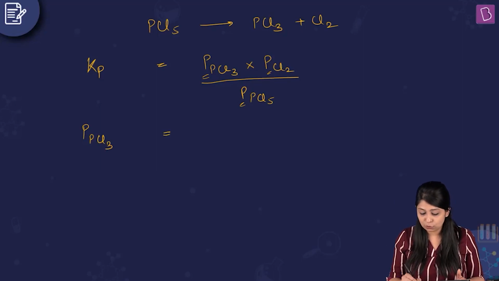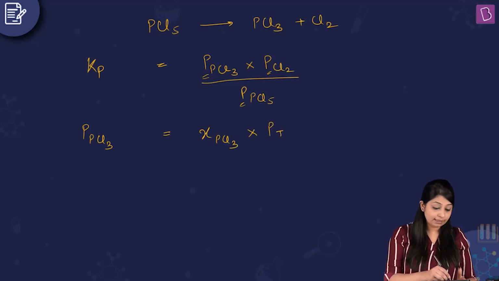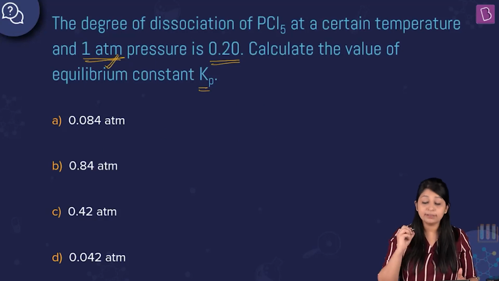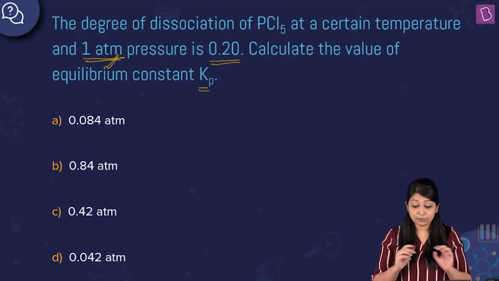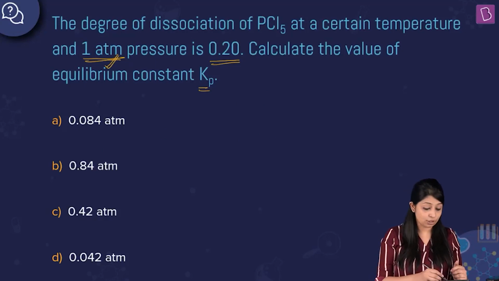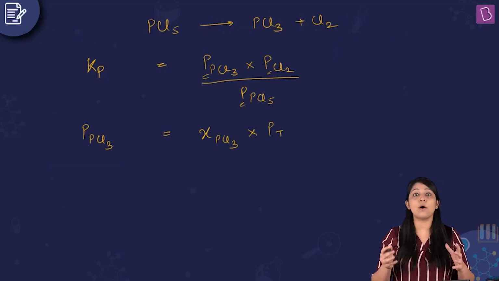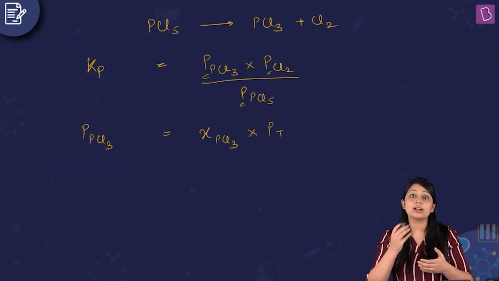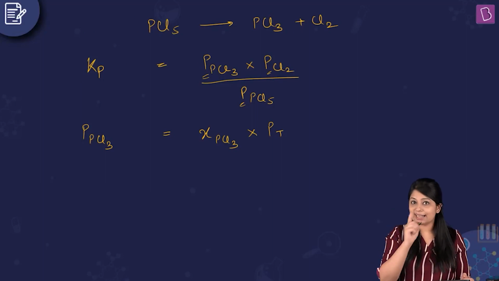And what is partial pressure of PCl3? Well, that would be equal to mole fraction of PCl3 multiplied by the total pressure. Okay. And we have been given the total pressure. But we do not know about the mole fraction or the number of moles of the reactants and products at equilibrium. And that is what we have to find out.